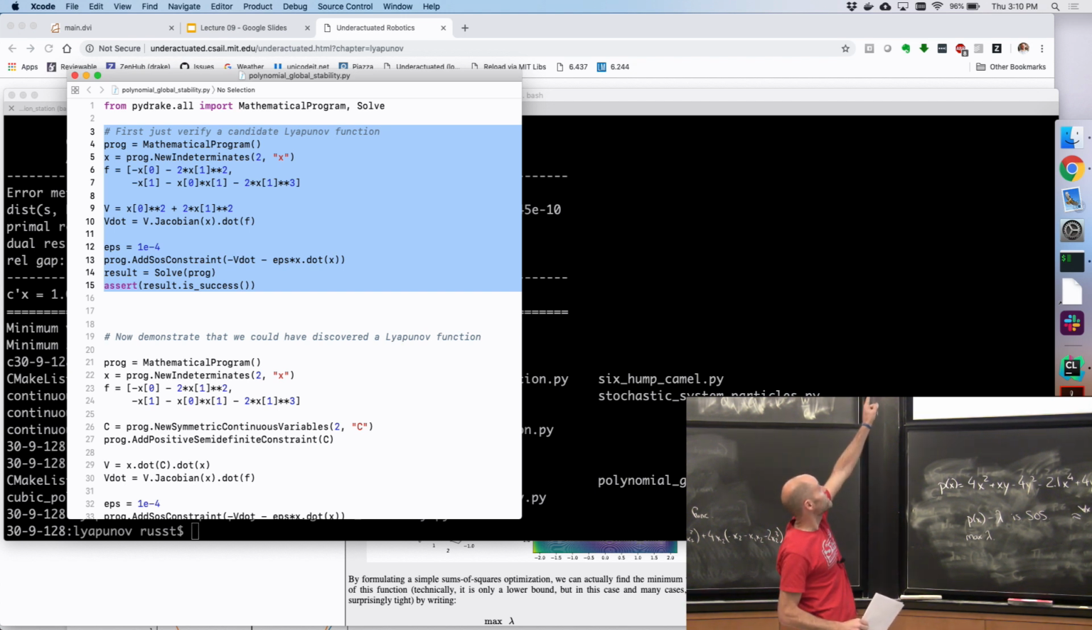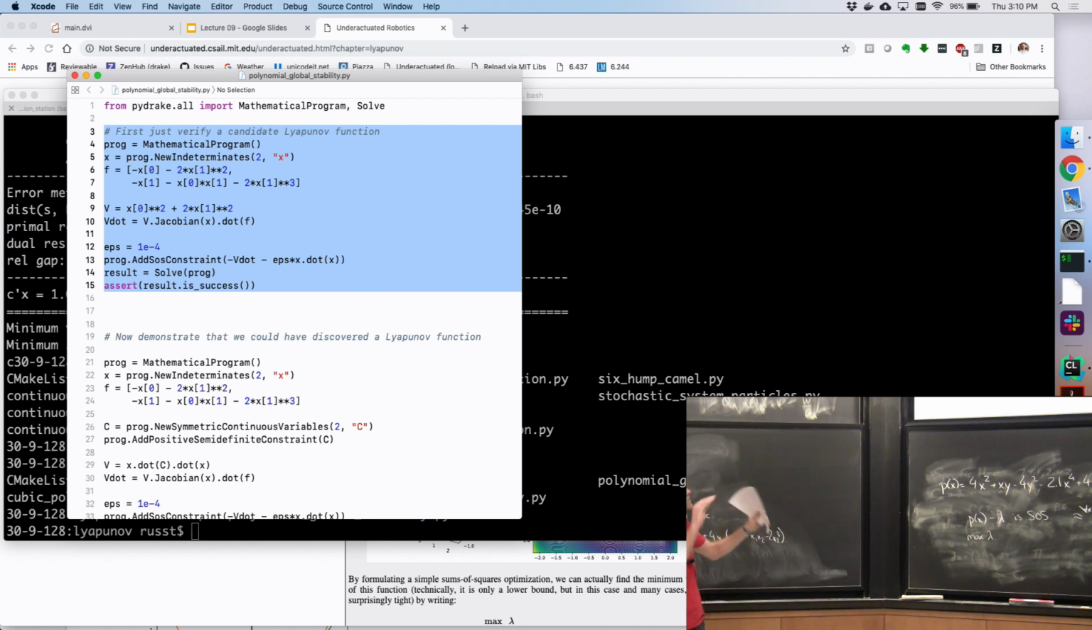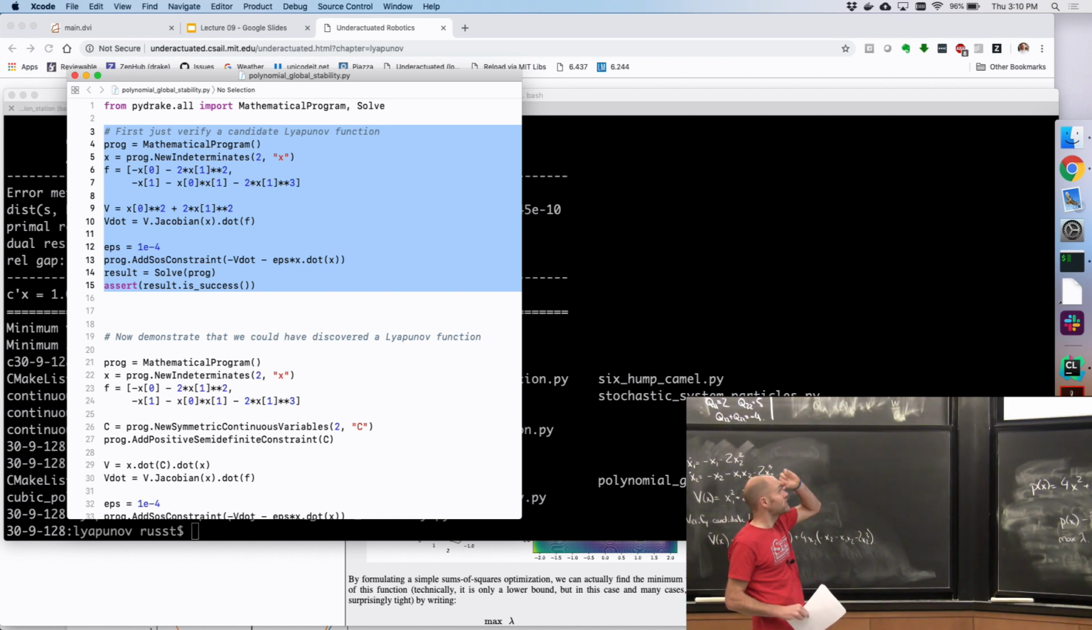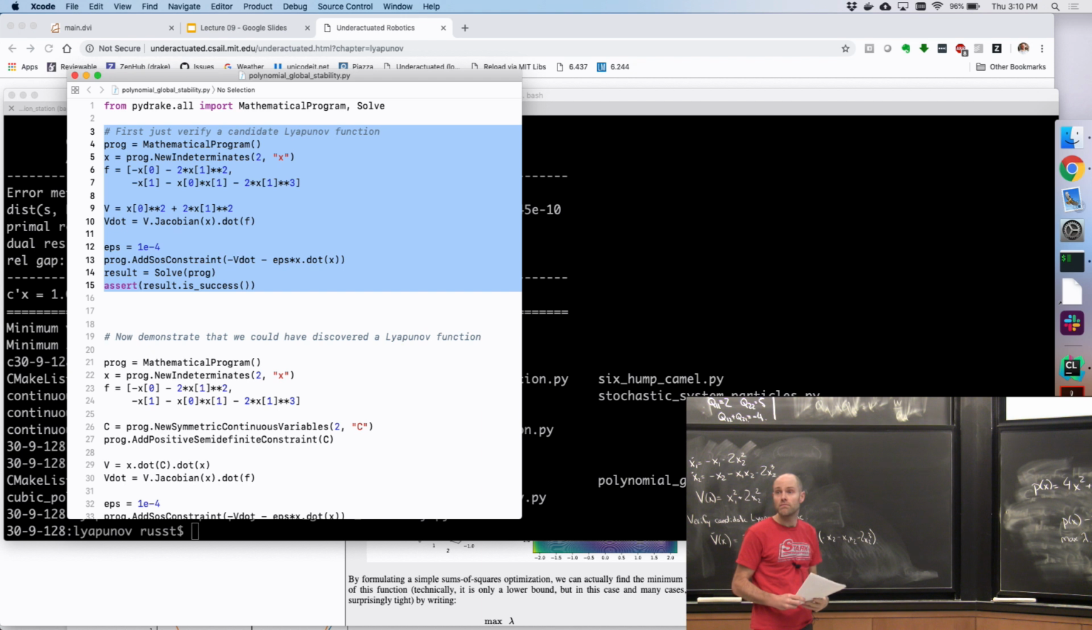My vector field, I just write f. My Lyapunov candidate v is just what I wrote here on the board. I can figure out v dot by taking the partial derivative and multiplying it by f. I'd like v dot to be strictly less than 0. I put that little epsilon term in there just to say that it's actually going down. And you call solver and it's done.